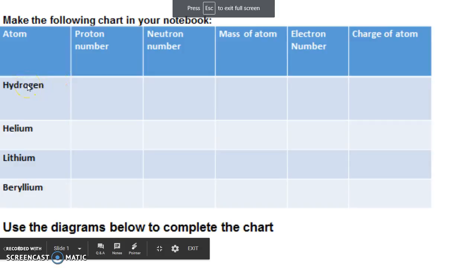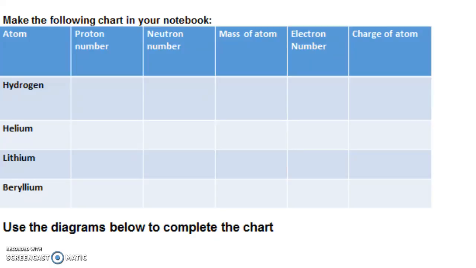Hey, this is the chart that you should already have in your notebook. If you haven't finished it, now quickly copy this down. I'm going to show you different pictures of atoms. These are called Bohr models. You are going to fill in this information based on the models that I am showing you. Keep in mind that you can stop it so that you can view the picture for longer.